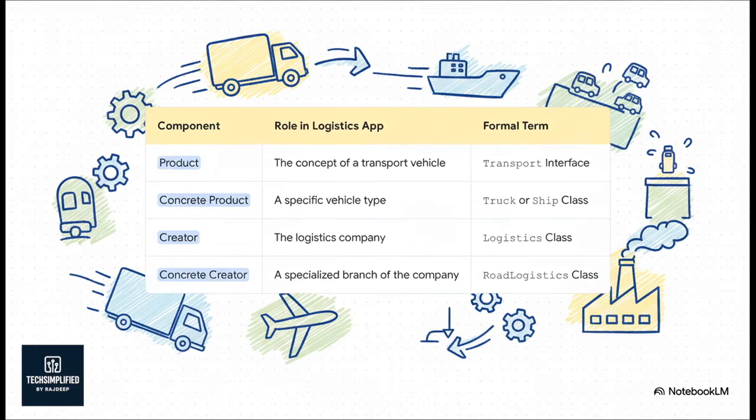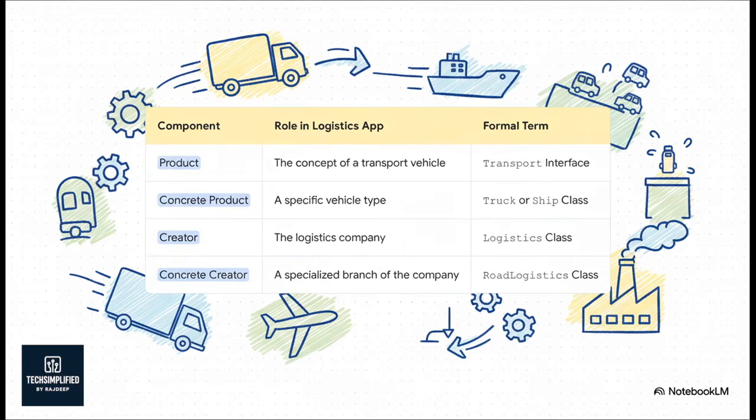On the other side, you have your creators, the general logistics company, and the specialized branches like road logistics and sea logistics. And here's the key. Road logistics knows how to make a truck, and sea logistics knows how to make a ship. This completely decouples the client from the specific things being created.